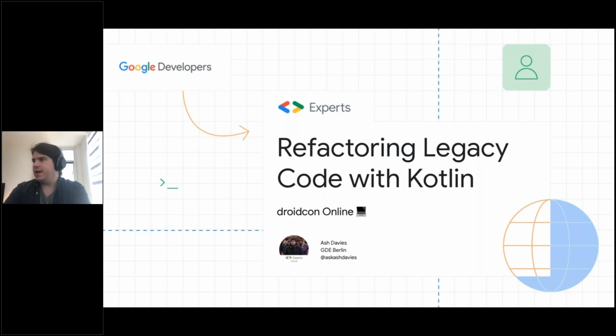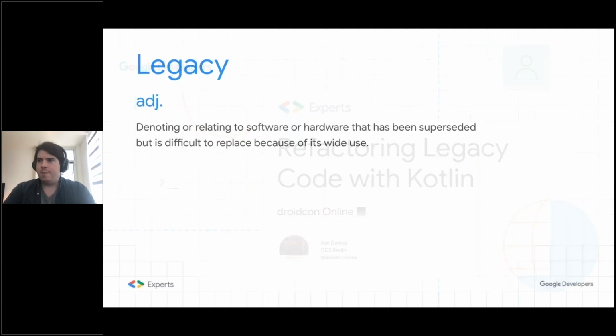So without further ado, let's get started with the slides. So this is refactoring legacy code with Kotlin. But what is legacy code? How do we define that? The definition is denoting or relating to software or hardware that has been superseded, but is difficult to replace because of its wide use.